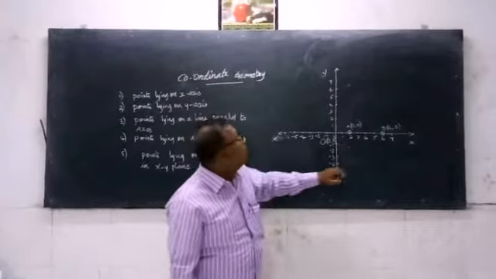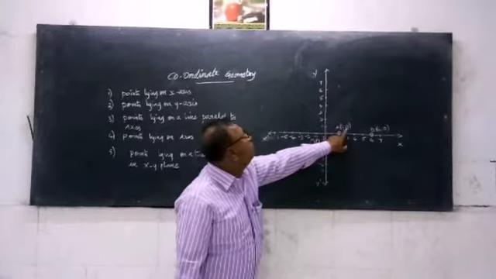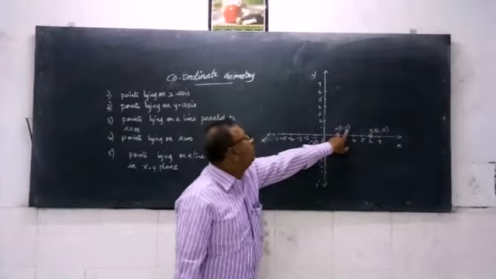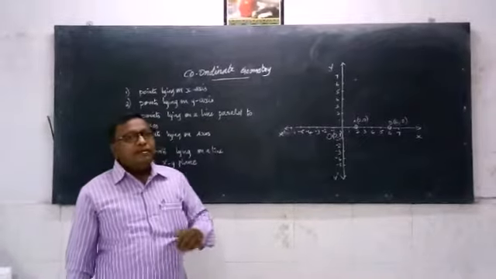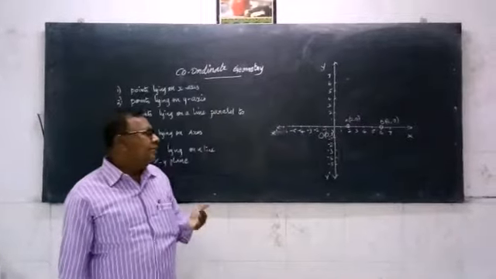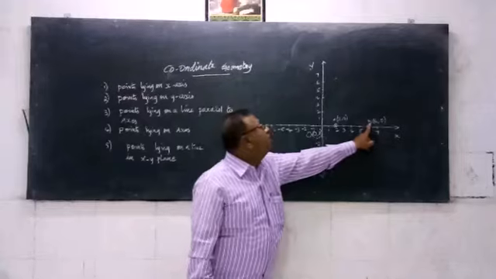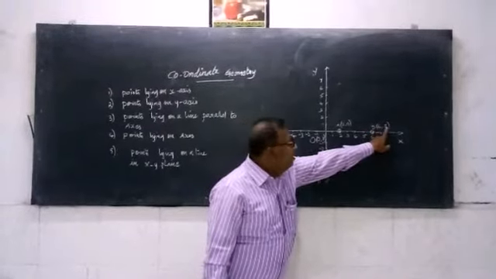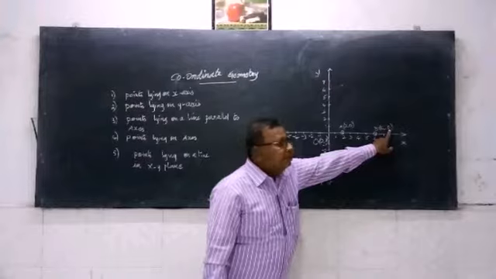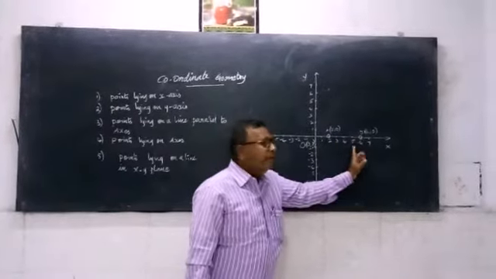Now take for example point A, 2, 0. Here x coordinate is 2, y coordinate is 0. So the points whose y coordinates are 0, they lie on the x-axis. Now again here I have chosen one more point B whose coordinates are 6, 0. Here the y coordinate is 0. Therefore this point B also lies on the x-axis.